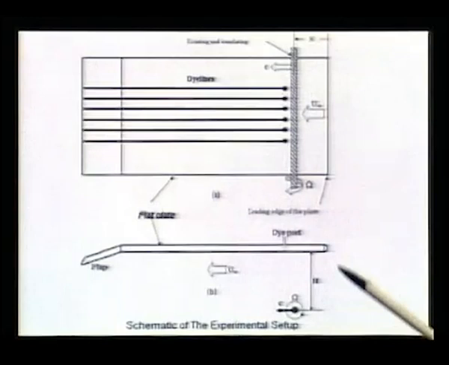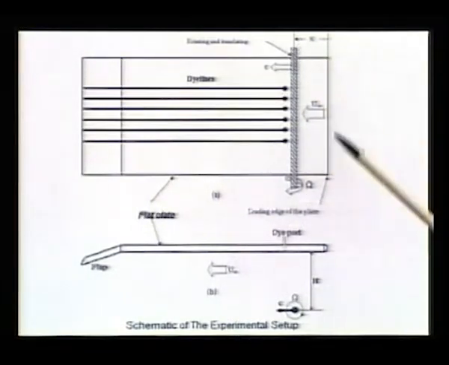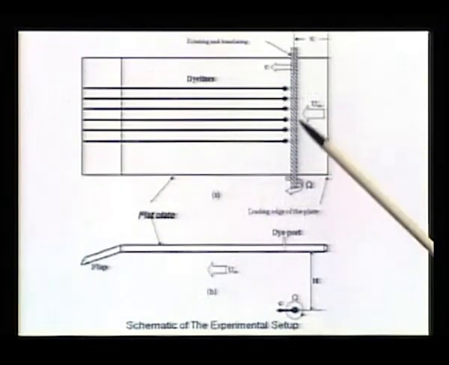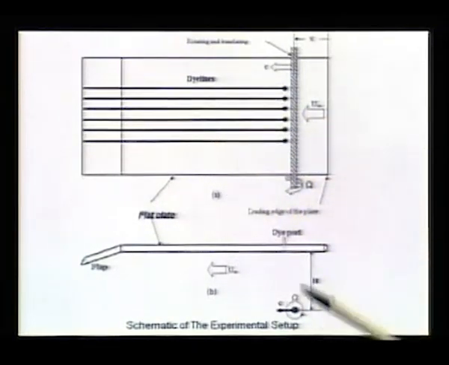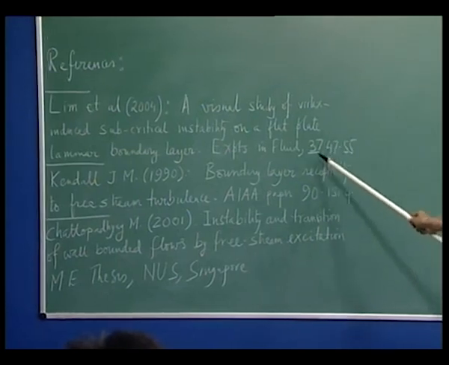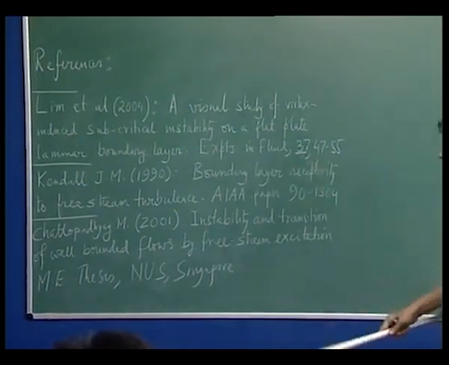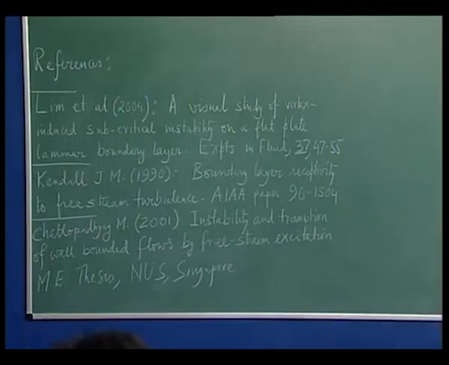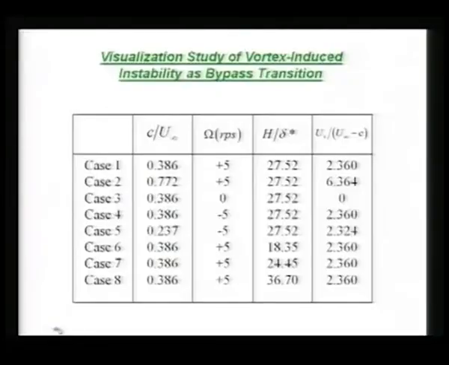And if you look at the top view of the experiment, then this is your rotating cylinder and this is the leading edge of the plate. There are 6 dye ports which eject dye inside the shear layer, and we did this visualization experiment that was reported in this paper in Experiments in Fluids, volume 37, and the results were quite interesting, namely that it showed us certain features of the flow, and these were the various cases that we studied.